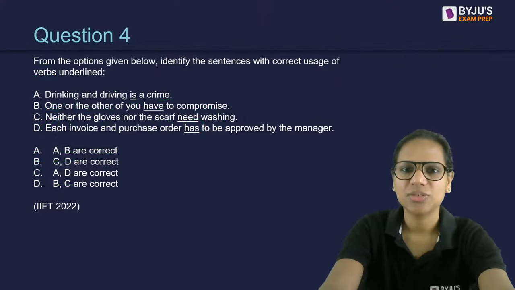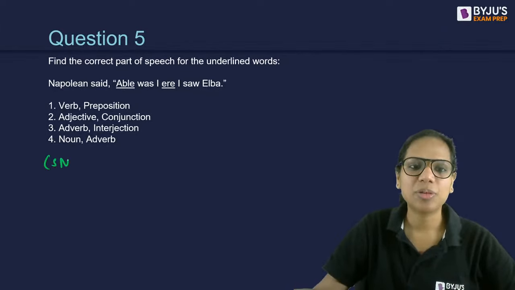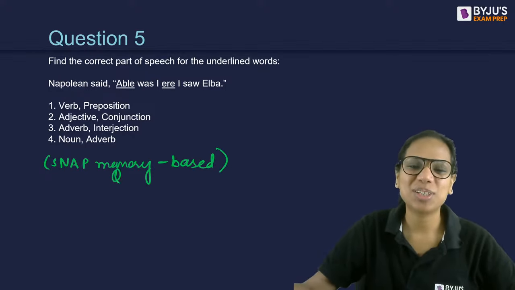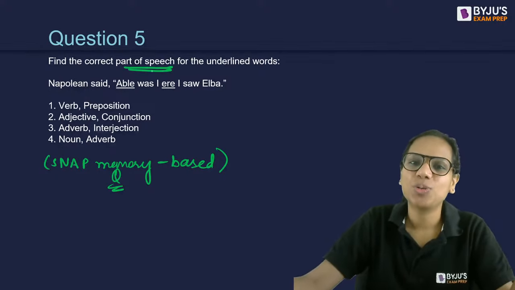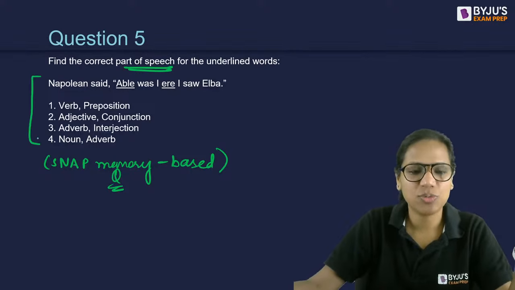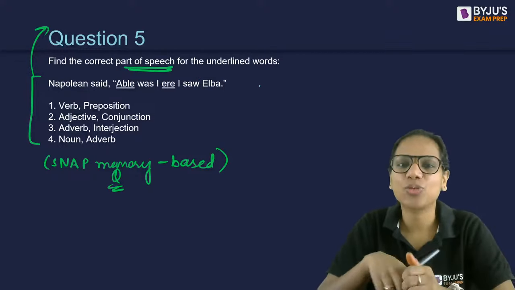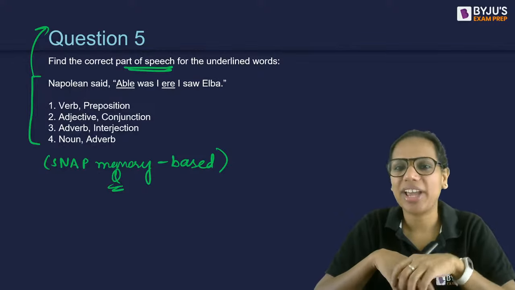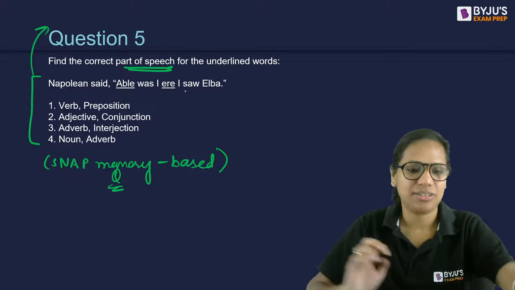So we are learning various parts of speech through these questions and also looking at various question types. Now, this is a SNAP memory based question. It's from the previous year's memory, right? So a memory based question. Let's see. Now, SNAP can go a little deep into parts of speech. That's why I decided to do this question with you. I did it once in a SNAP session also. So those who attended that, you will already be aware of the answer here. Yes. Napoleon said, "Able was I ere I saw Elba." So what are the parts of speech of able and ere?